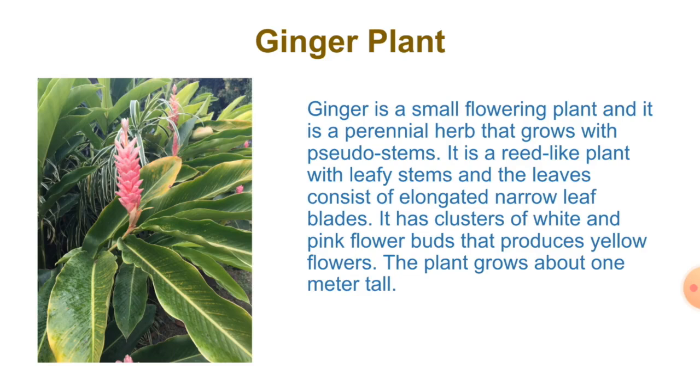Ginger plant. Ginger is a small flowering plant and it's a perennial herb that grows with pseudostems. It's a reed-like plant with leafy stems and the leaf consists of elongated narrow leaf blades. It has clusters of white and pink flower buds that produce yellow flowers. The plant grows about 1 meter tall.